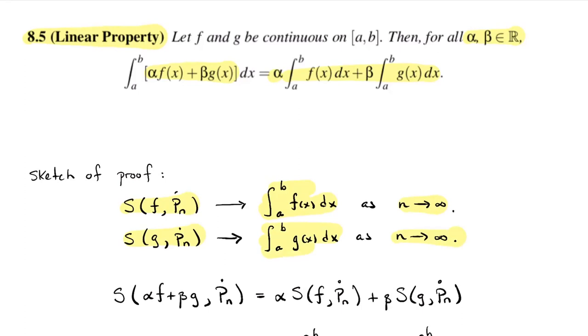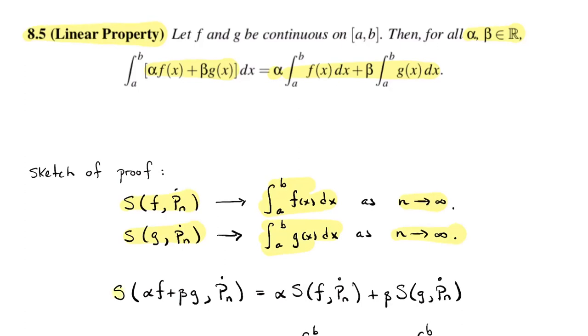Okay, you can do the arithmetic, but the Riemann sum for this linear combination alpha f plus beta g is just going to split into the Riemann sum for f times alpha and the Riemann sum for g times beta. Right? That's just because you can regroup the terms in the sum. Alpha and beta are in every term. You can factor them out. So that's just by properties of summation.